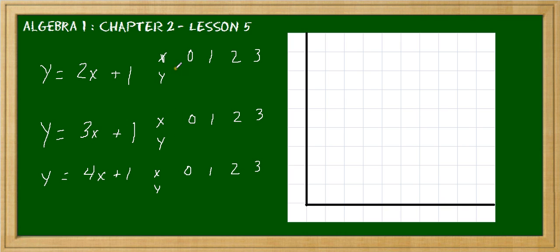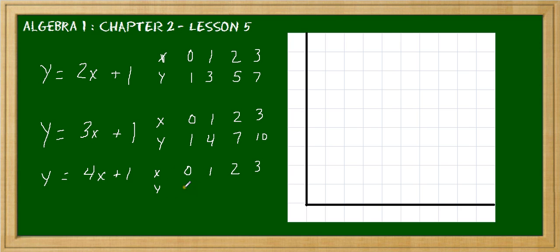Now, let's put in the x values in the first equation. 2 times 0 is 0, plus 1 is equal to 1. 2 times 1 is 2, plus 1 is equal to 3. 2 times 2 is 4, plus 1 is equal to 5. And 2 times 3 is 6, plus 1 is equal to 7. Okay, now let's do our next one. 3 times 0 plus 1 is equal to 1. 3 times 1 is 3, plus 1 is equal to 4. 3 times 2 is 6, plus 1 is 7, and 3 times 3 is 9, plus 1 is equal to 10.